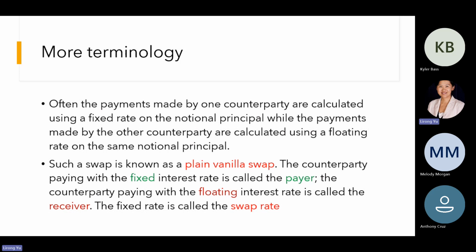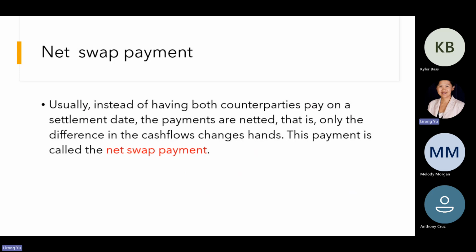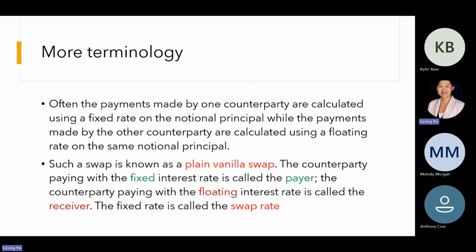The interest rate swap we just explained in the example is called a plain vanilla swap, which is basically swapping a fixed rate for a floating rate. The one paying the fixed rate is called the payer. The one paying the floating rate is called the receiver. Okay, and the fixed rate that's quoted in the contract is called the swap rate. Because in the contract, you cannot predict the future spot rate, but you can definitely predict your fixed rate. The fixed rate will be calculated based on the current spot rate on the market. Okay, the net swap payment. We mentioned the net cash flow. That's our net swap payment.